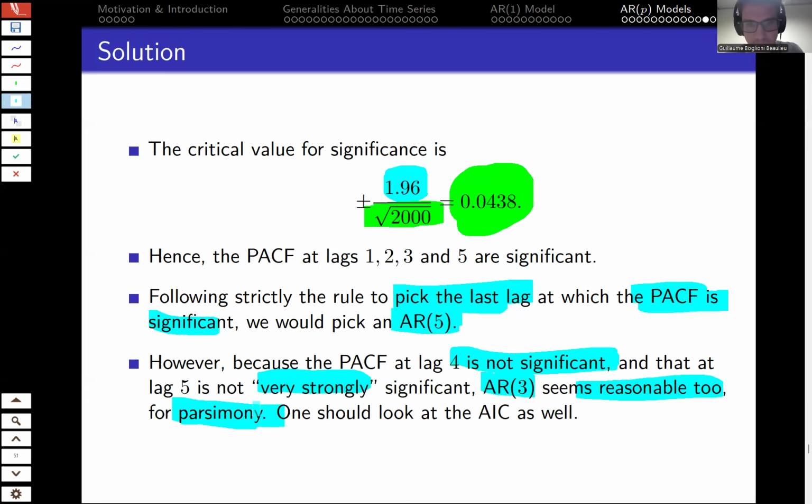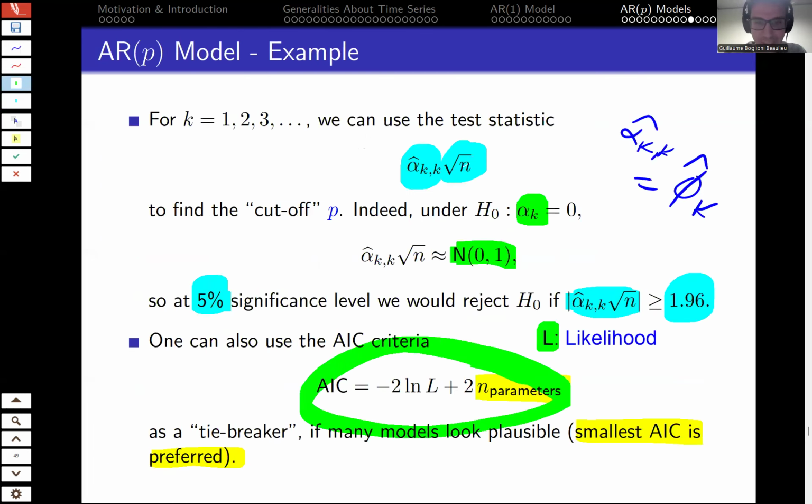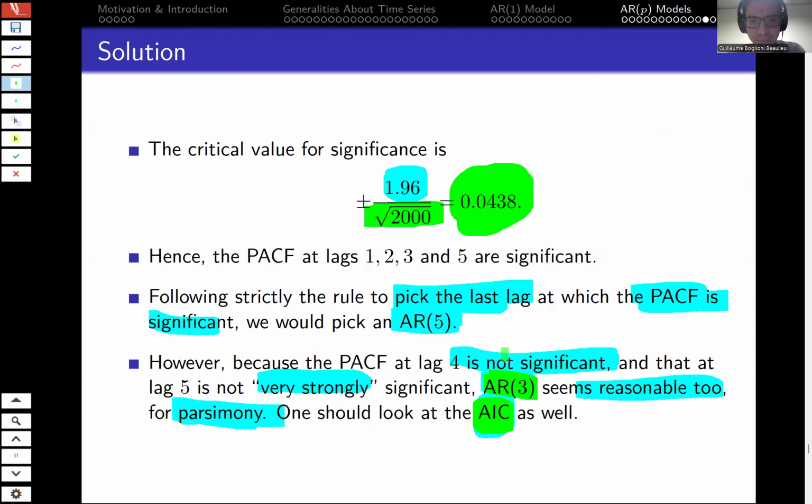Now here, we haven't computed the AIC, but we could have computed it, and in the case that AR3 is actually better in terms of AIC, meaning it has a smaller AIC, you could perhaps decide to choose the AR3 rather than the AR5. Okay, hopefully that makes sense.